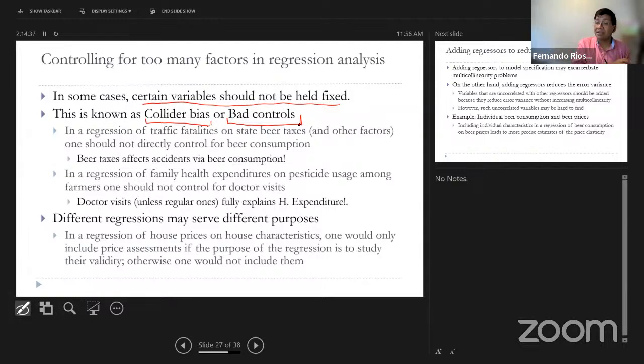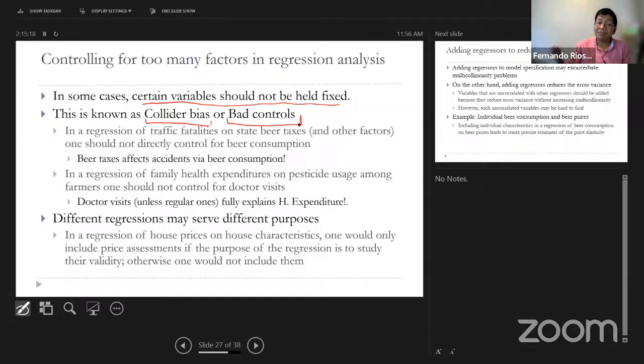traffic fatalities? The reason why it might have an impact is because we are hoping that the higher level of taxes will reduce the chances of people consuming more beer. So it should make them less likely to be drunk because they're consuming less beer, because beer is more expensive, and that is what should reduce the level of fatality. Therefore, if you control directly for beer consumption, you are taking all that. You're taking the channel directly from what you were trying to estimate as the causal effect of your treatment.